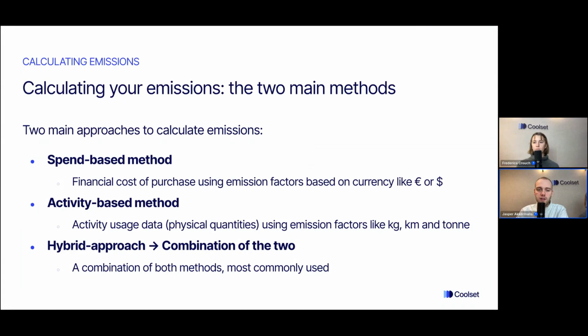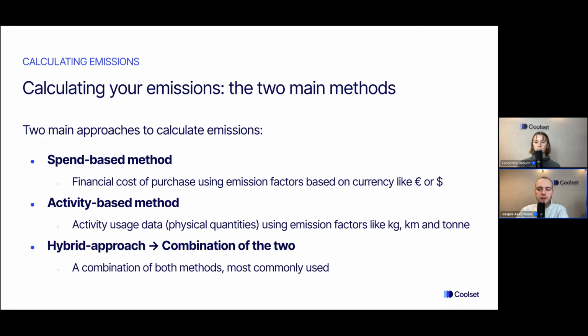And these are the spend-based method, which is essentially where you use financial cost or purchases, using emission factors based on currencies like the euro or the dollar. And then there's the activity-based method, where you use activity usage data, i.e. physical quantities, using emission factors based on kilograms, kilometers, or tons. So the key difference here is that the one relies on financial data and the other relies on activity data, which you can get from various sources, like, for example, company fuel cards, but more about that in a second.